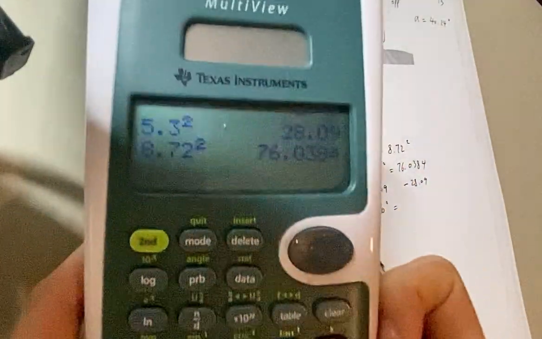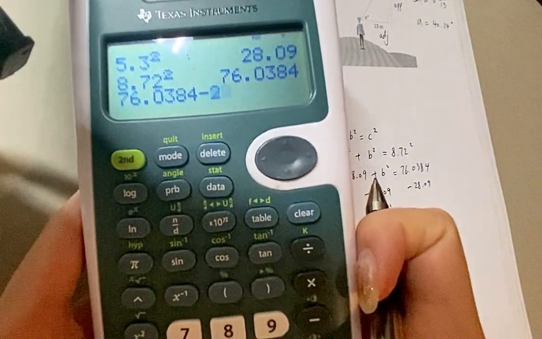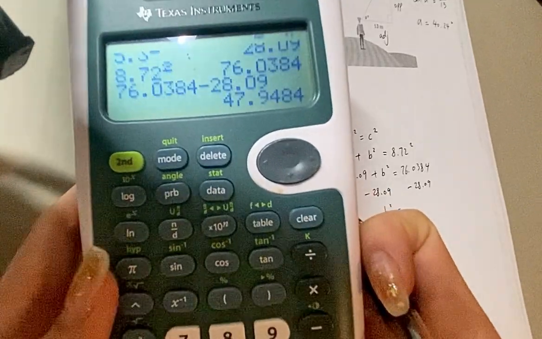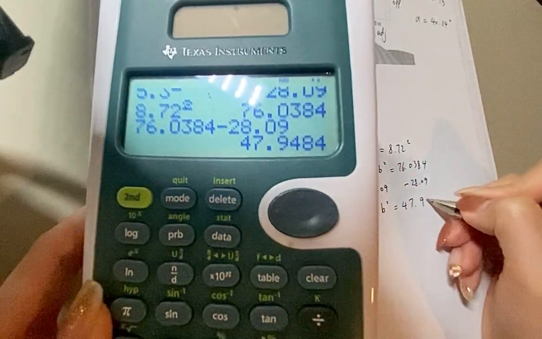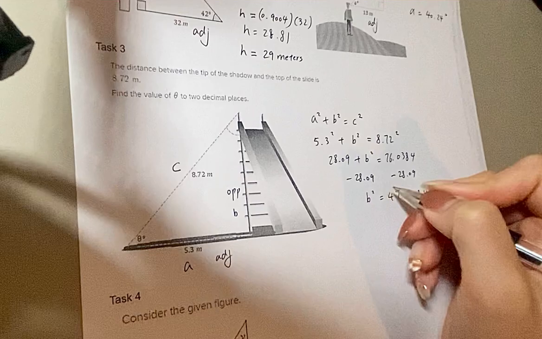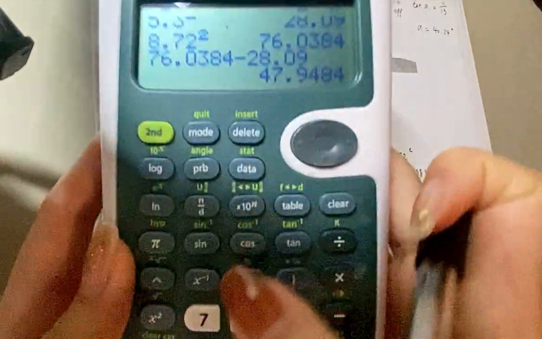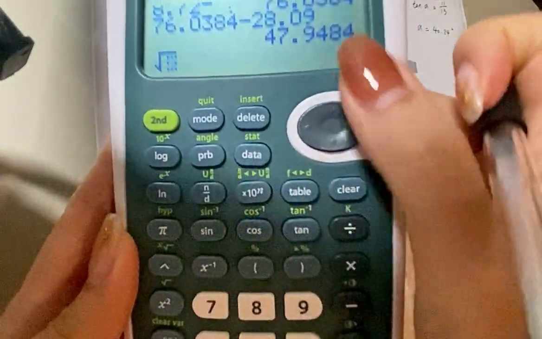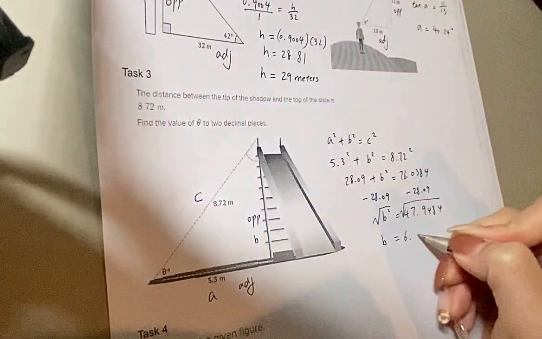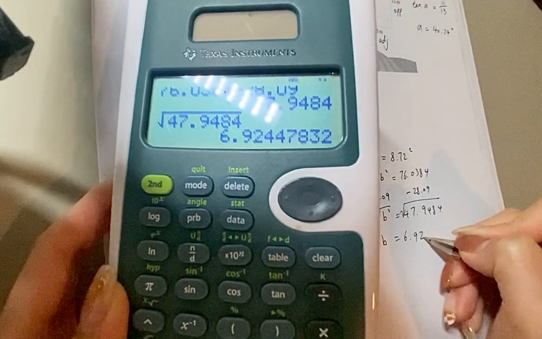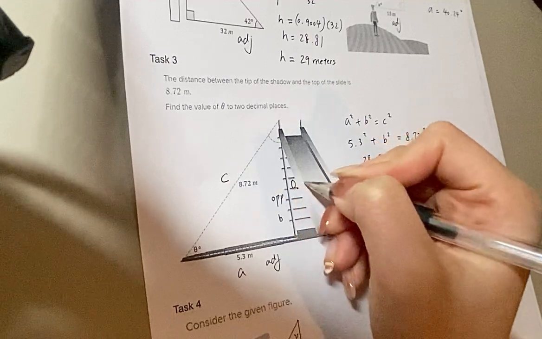So it would be 76.0384 minus 28.089. So it would be 47.9484. And we would square root both sides to get b. So b equals the square root of this number. So it would be 6.92. Okay, so we have this side as 6.92.